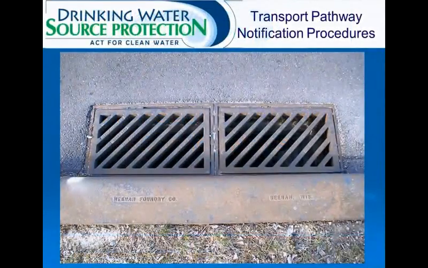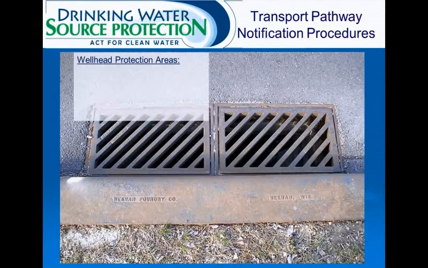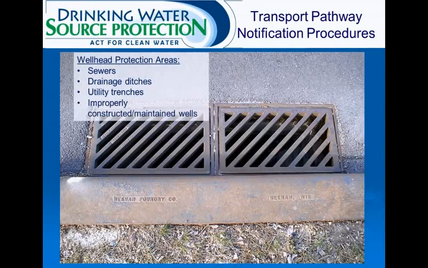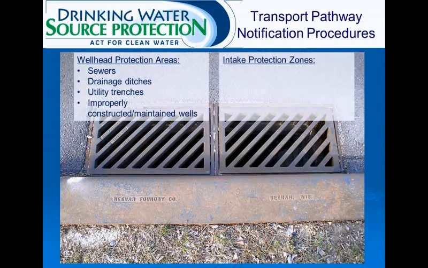A transport pathway is a human-made passage where water can flow on its way to a drinking water intake or well. In wellhead protection areas, examples of transport pathways include sewers, drainage ditches, utility trenches, or improperly constructed or maintained wells. In intake protection zones, examples of transport pathways include ditches, storm sewers, tile drainage, or sanitary sewers.